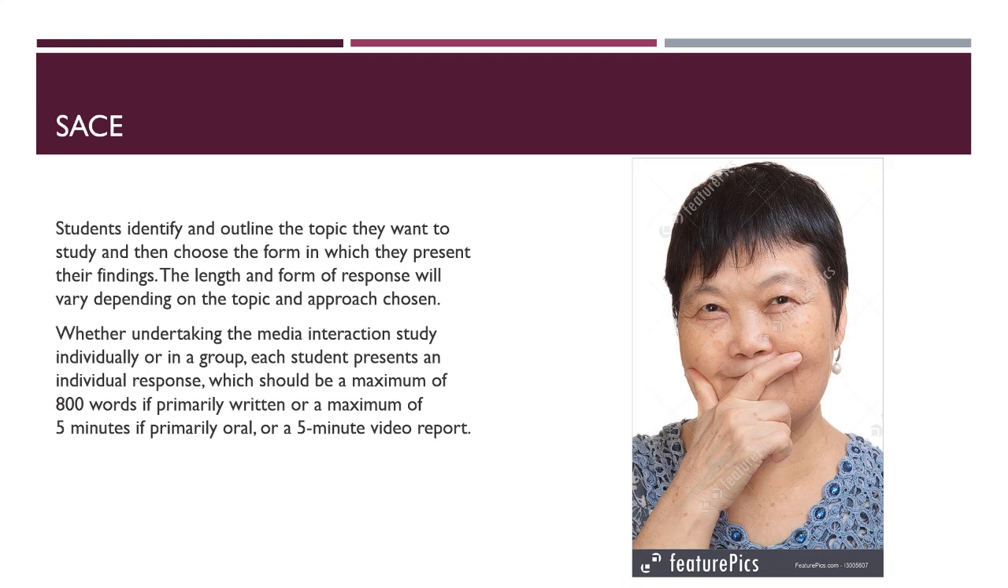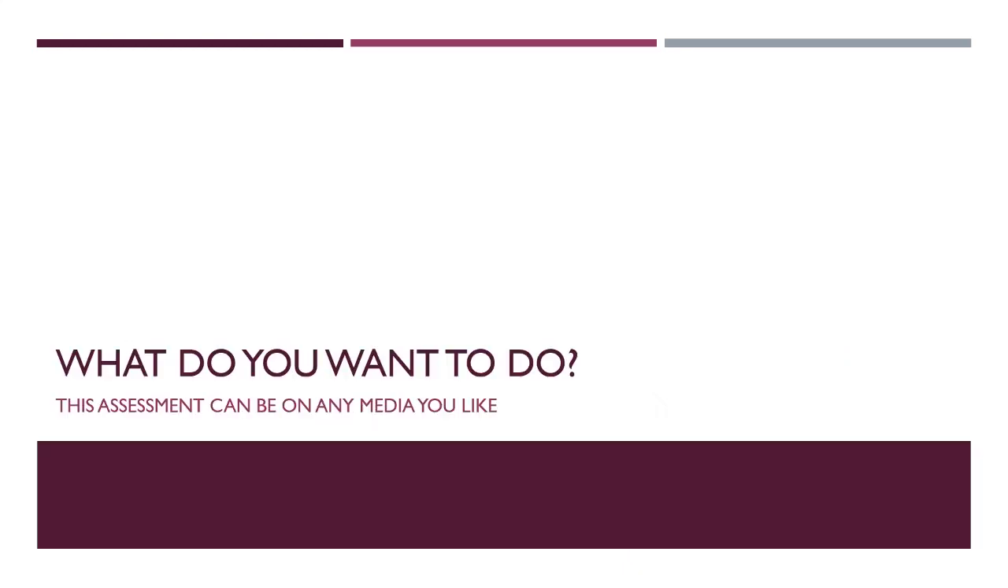Students identify and outline the topic, so one of the ones we've just talked about, that they want to study, and then choose the form in which they present their findings. The length and form of response will vary depending on the topic and approach chosen. Whether undertaking the media interaction study individually or in a group, you're doing it individually, each student presents an individual response, which should be a maximum of 800 words if primarily written, or a maximum of 5 minutes if primarily oral, or a 5-minute video report. You've got 800 words or 5 minutes, either spoken or video, and there'd be spoken stuff in your video too. It's up to you how you do that. I don't mind. So what do you want to do?